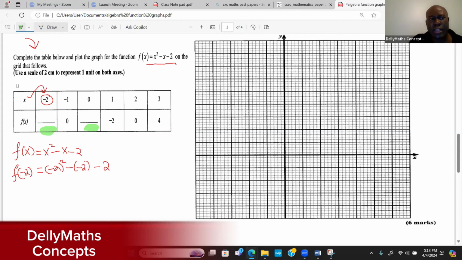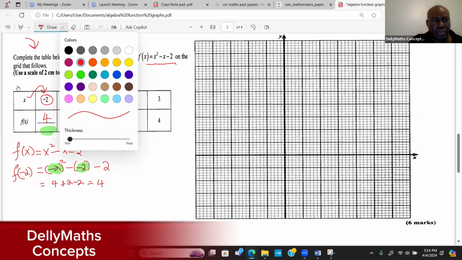Then let's take a look at what happened. What I really did was I put negative 2 where the x is. So everything else would have come back. Let us just finalize this. This actually becomes a 4 plus 2 and then minus 2. And what this means is that we have 4. So this is 4.